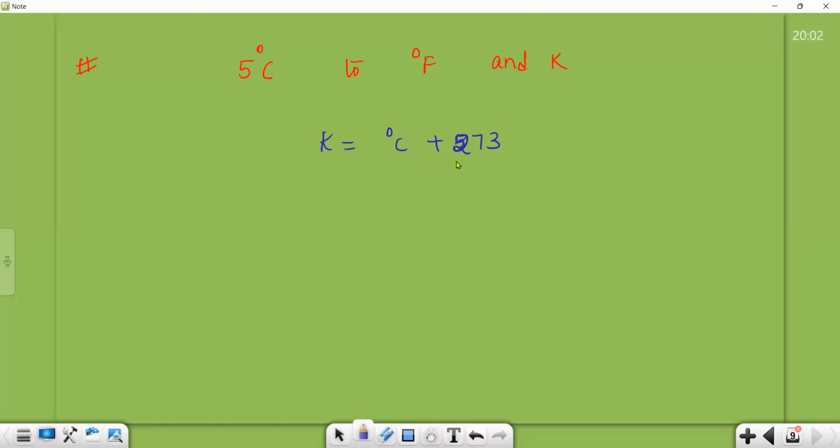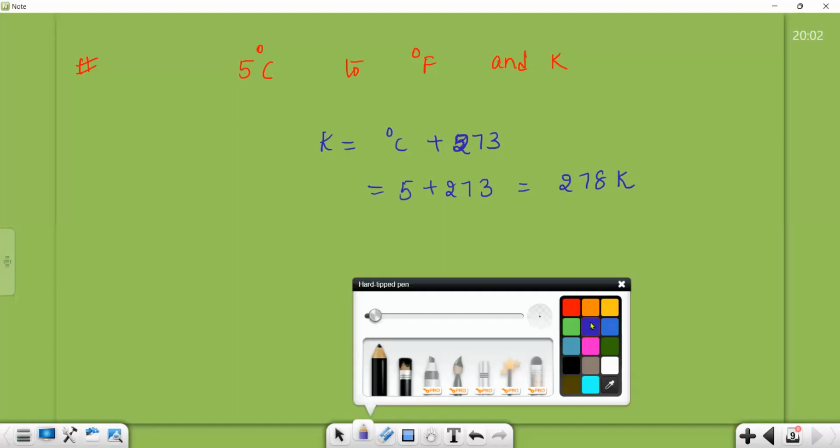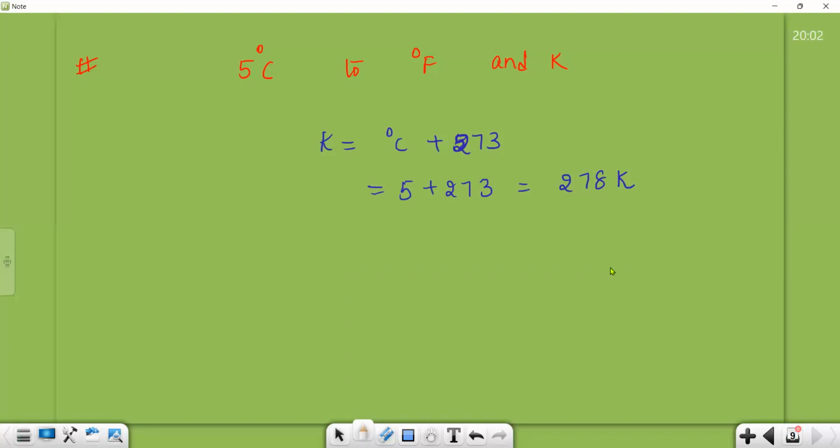So Kelvin is equal to Celsius plus 273. We need Kelvin, Celsius is given. So we get 5 degrees Celsius plus 273 is equal to 278 Kelvin. So we got Kelvin. And 41 degrees Fahrenheit. So are you doing it or simply Googling it?